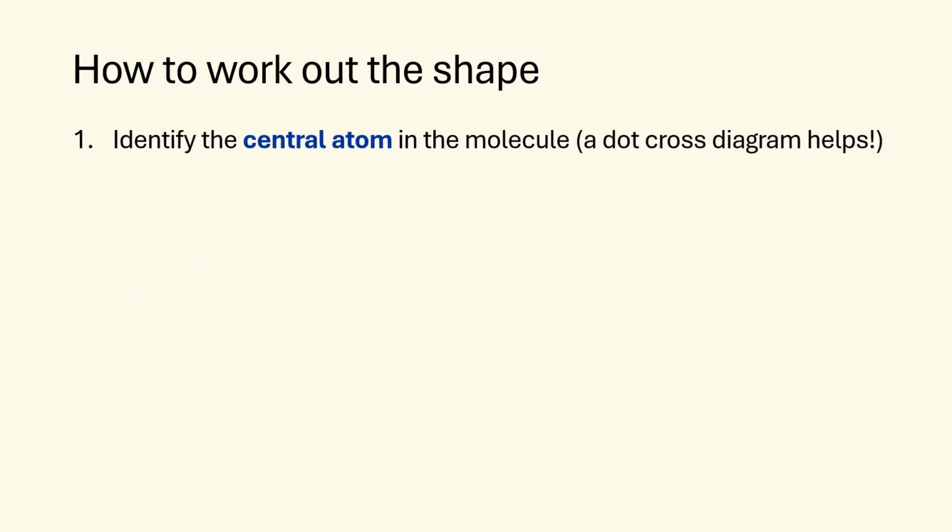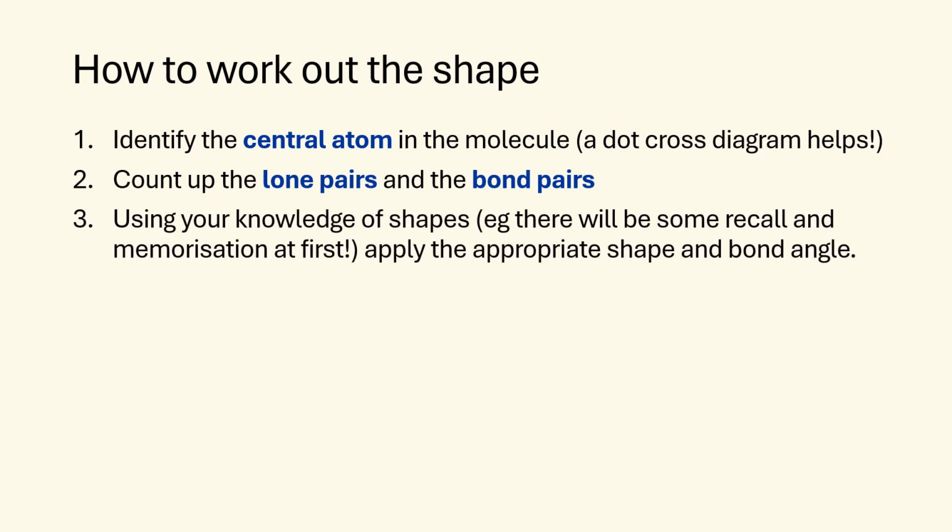So let's have a look at how to work it through. You start by identifying the central atom in the molecule. Obviously a dot cross diagram can help you with that, so you can use that skill from GCSE and transfer it across to this. You count up the lone pairs and the bond pairs on that central atom, and using your knowledge of the shapes that we've just covered a moment ago, there'll be some recall and memorization at first, you then apply the appropriate shape and bond angle.